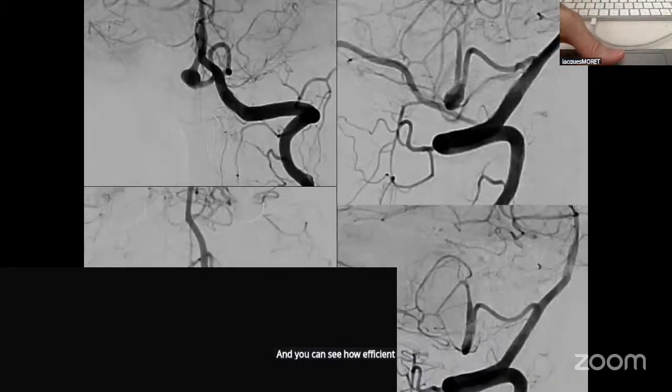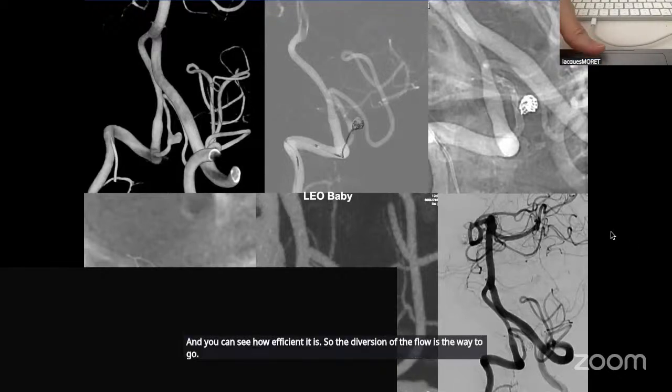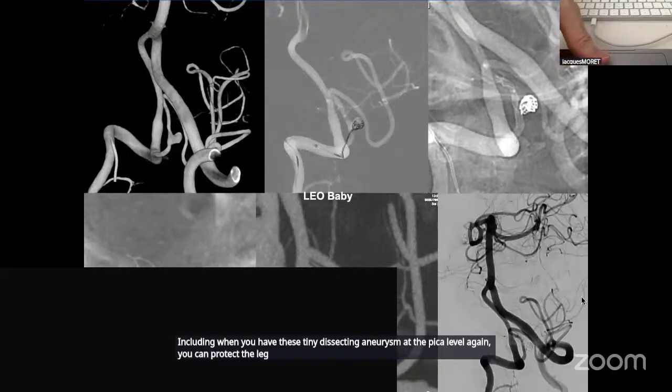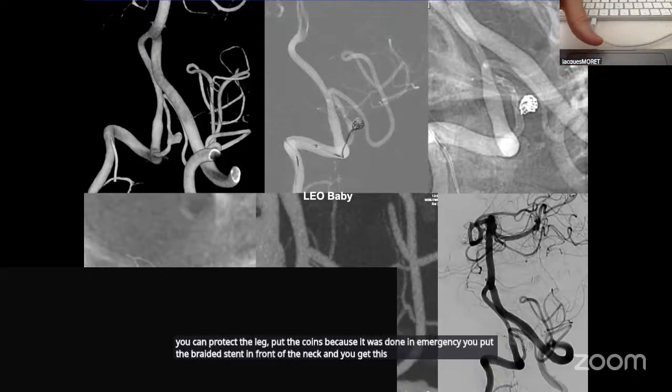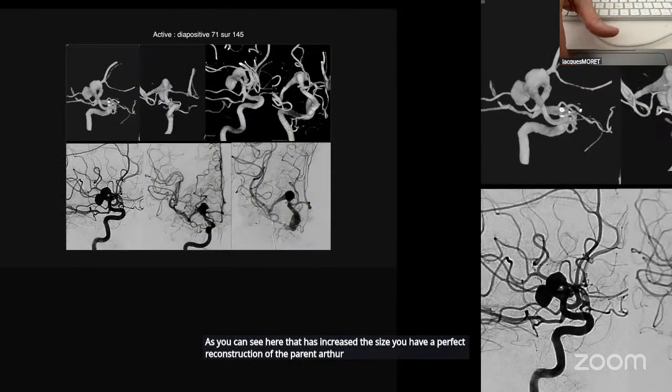So the diversion of the flow is the way to go, including when you have this tiny dissecting aneurysm at the pica level again. You can protect the neck, put the coils because it was done in emergency. You put the braided stent in front of the neck, and you get this wonderful result. As you can see here, as you increase the size, you have a perfect reconstruction of the parent artery. So it's amazing what we can do.